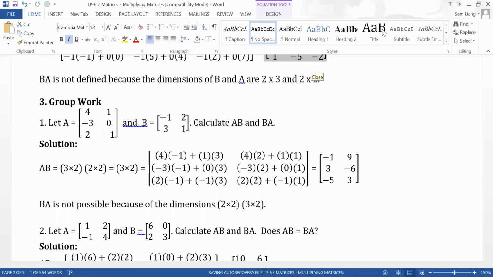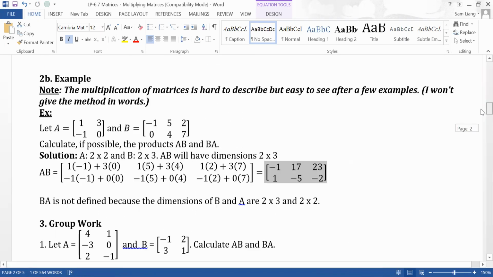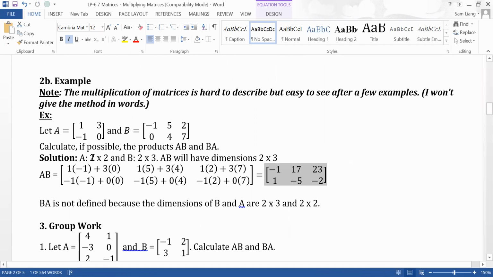Leo, can you ask your question aloud? So the outer numbers are the product's dimensions, right? Yes. Let me scroll up. For example, for AB, the outer numbers were 2 and 3, so AB will have dimensions 2 by 3. So the inner numbers define whether the product is defined, and then the outer numbers determine the dimensions of the product.